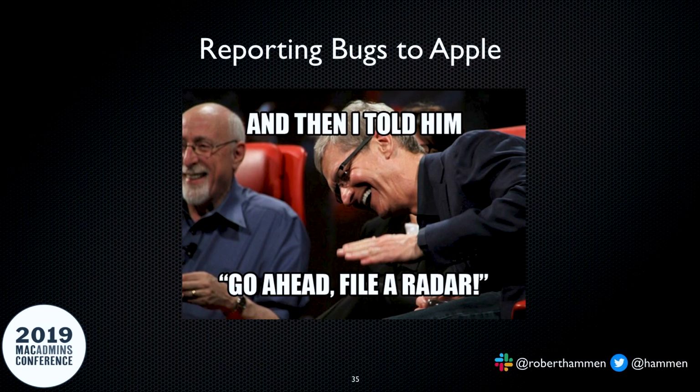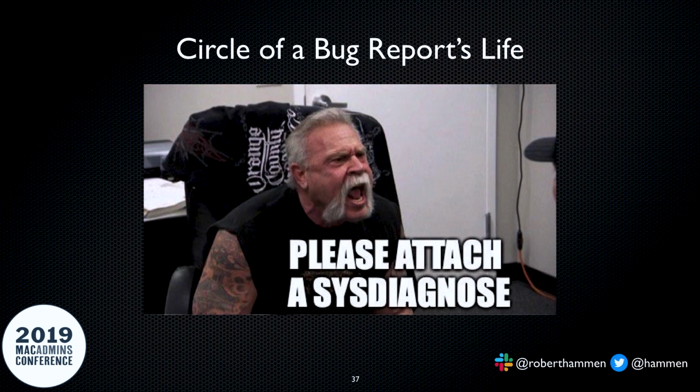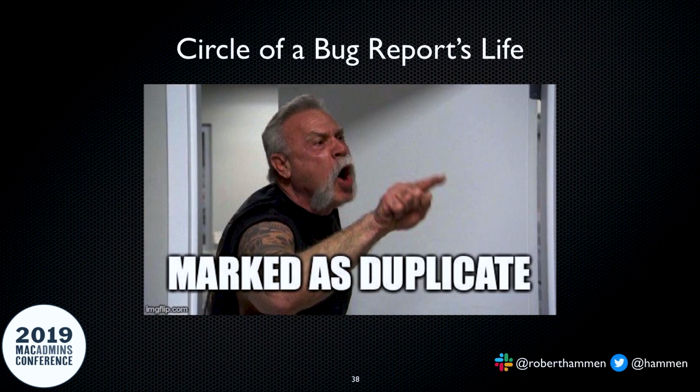So now you've tested and you've found some bugs. You want to report them to Apple. In the previous days, it was known as a radar. You'd go to BugReporter.apple.com. And this is the circle of a bug report's life. You would maybe contact Apple Care Enterprise and say, I found this problem, and they would say, please file a radar. So you'd write the information up, and they would say, please attach the sysdiagnose. So you do all this work, and you come back, and you get marked as duplicate, and then you never have any window to what's going on with that bug ever again.